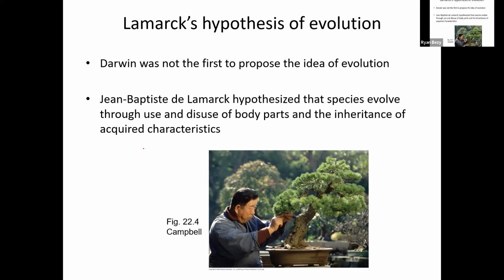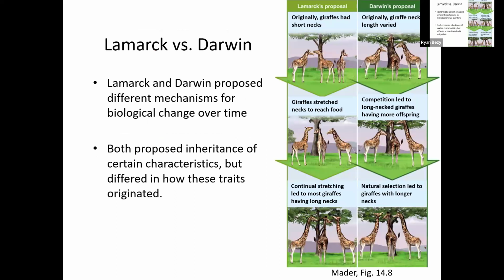By the way, this is wrong. The reason you might not have heard of Jean-Baptiste Lamarck is because his version of how he thought evolution happened is incorrect. So there is not inheritance of acquired characteristics. Now, what do I mean by that, and how is it different from what Darwin proposed?